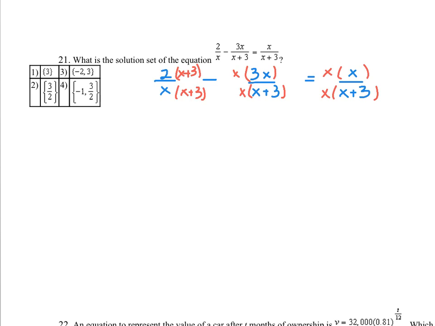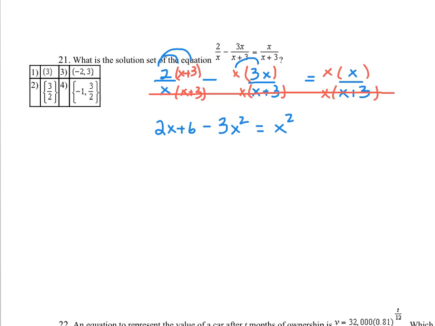All right, because there's an equation, we can then cross off our denominators, and then we're going to simplify those numerators a little bit. So I'm just going to start by distributing that 2 in the first fraction through to both terms there. So I'm going to get 2x plus 6 minus, then I'm going to distribute this through, which will give me 3x squared equals x squared.